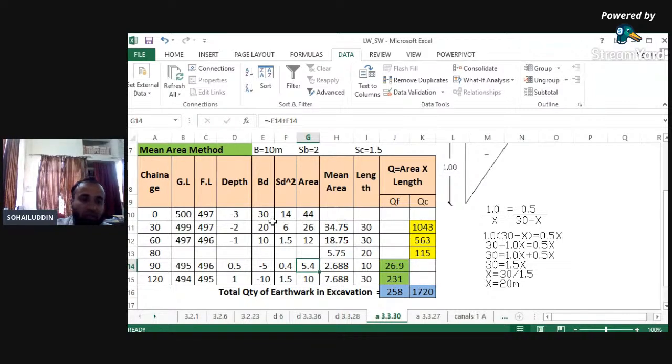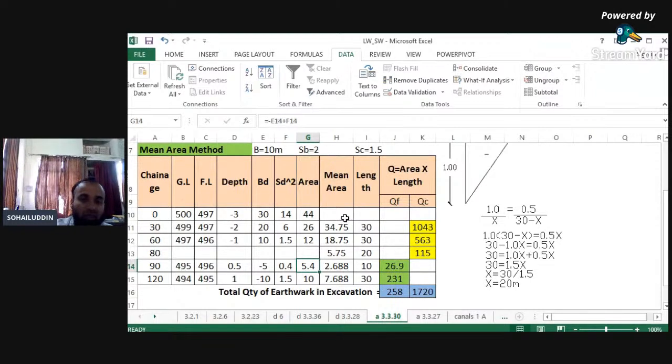Length, again same way, we have to find out. 30 minus 0 is 30, 60 minus 30 is 30, again 80 minus 60 is 20, 90 minus 80 is 10. With the help of this column we have to find out the various changes. 30 minus 0, because the first row is empty, so 30 minus 0 is 30, again 60 minus 30 we have to write in this row as 30, again 80 minus 60 is written as 20, 90 minus 80 is written here as 10, and 120 minus 90 is written here as 30.